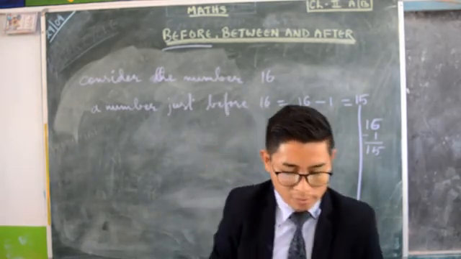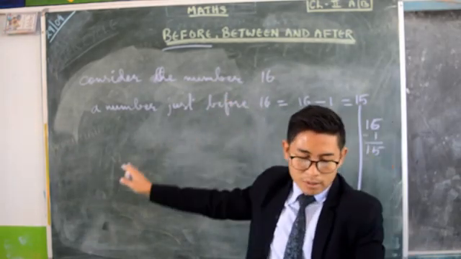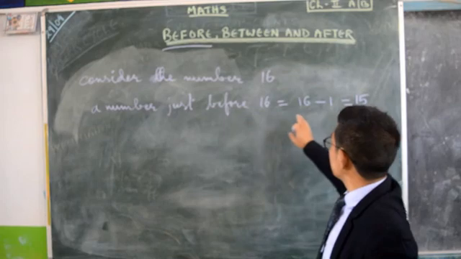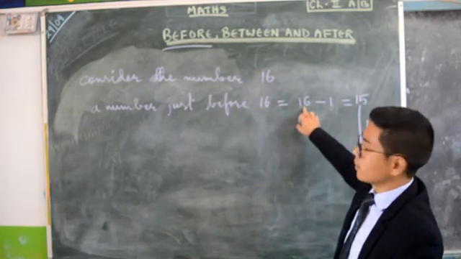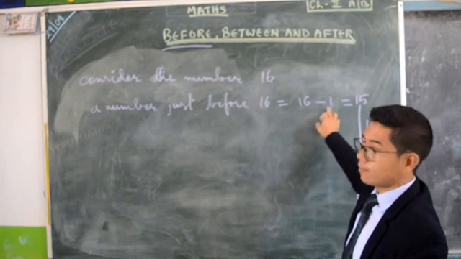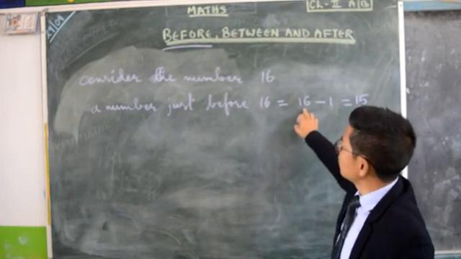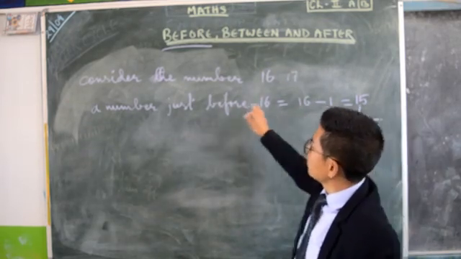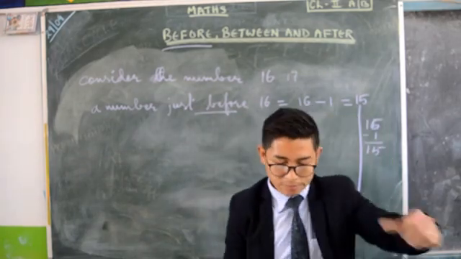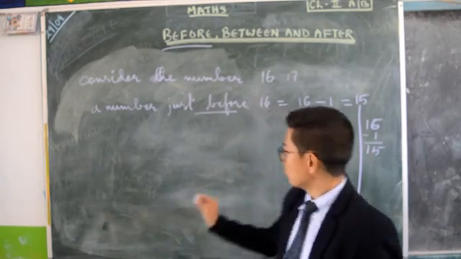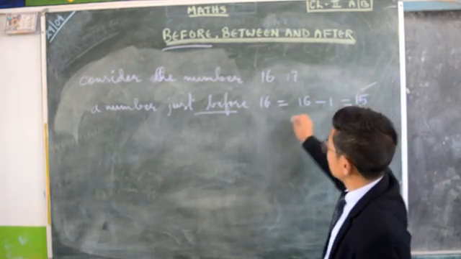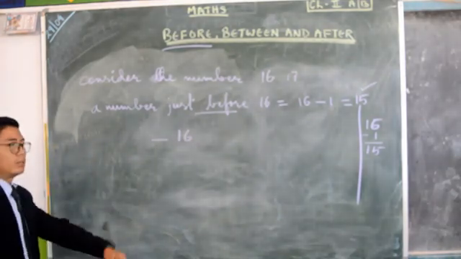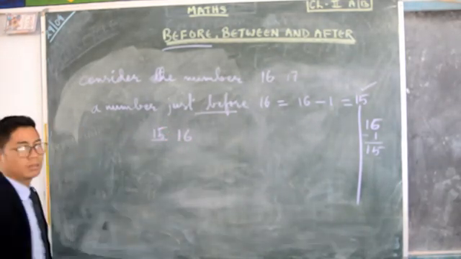Okay, I've said the number just before 16 is obtained by subtracting 1 from the given number. Subtracting means minus 1 from the given number. So whatever number it is, 17, you just write 17 minus 1. And this is how we get the just before number. So the number 15 is just before number 16, right?